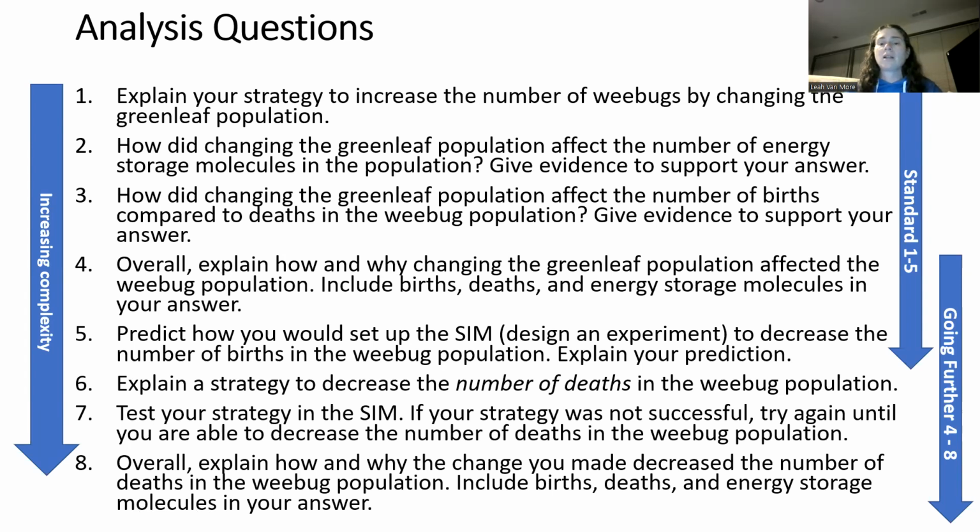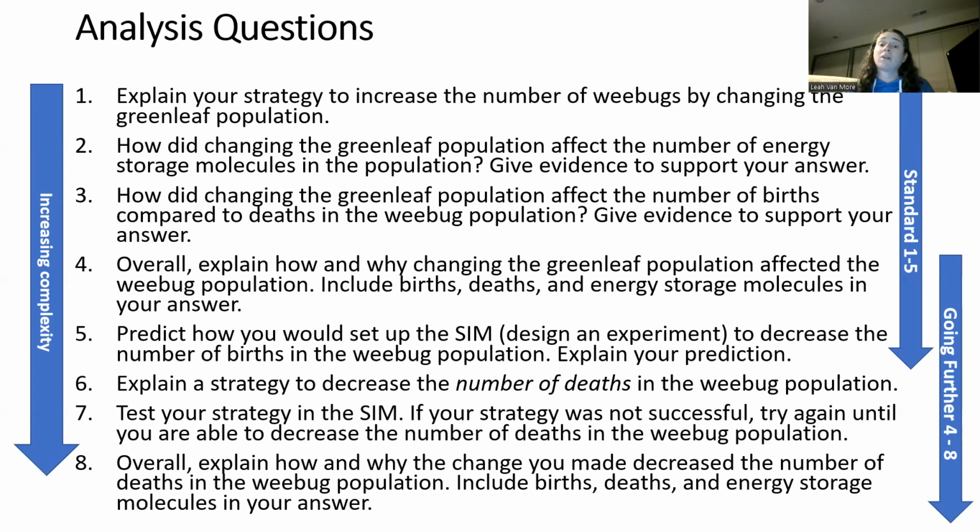So how would they set it up in the sim if they wanted to decrease the number of births? Okay, that's number, oh, I'm sorry. No, I made a mistake. Number 5 actually is still part of what Amplify has, and it's now predict how you would decrease the number of births. Sorry, lesson 2.3 is all about number of births. But then 6, explain a strategy to decrease the number of deaths.